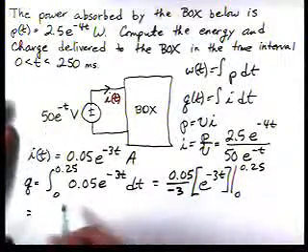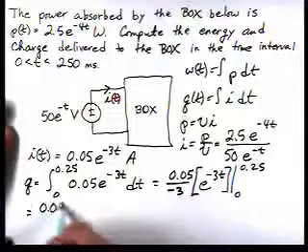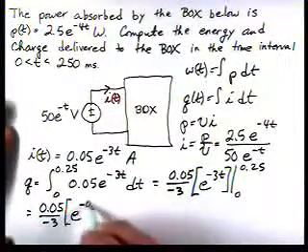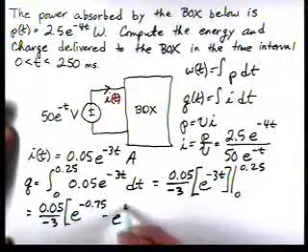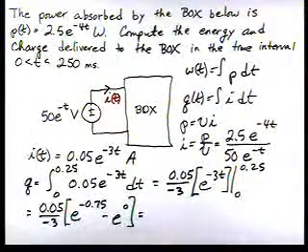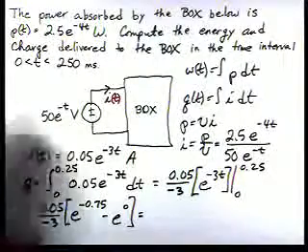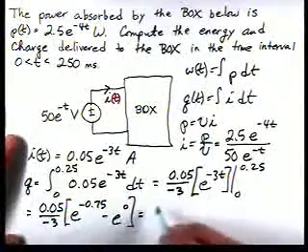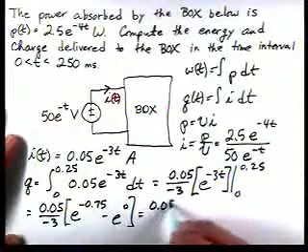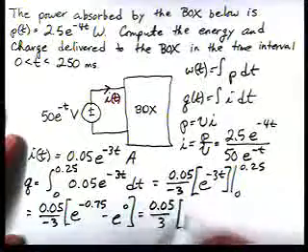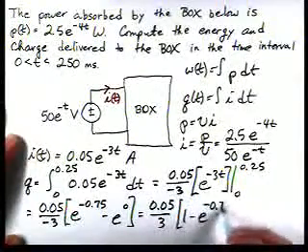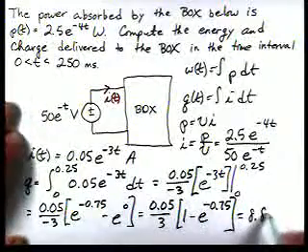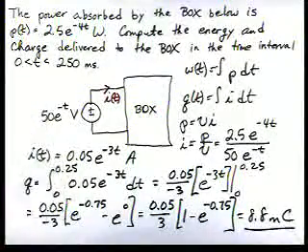And we'll have 0.05 over minus 3 times e to the minus 0.75 minus e to the 0. And if we pull this minus sign in, we'll have 0.05 over 3 times 1 minus e to the minus 0.75. And if we calculate that, we'll see that it's 8.8 millicoulombs.